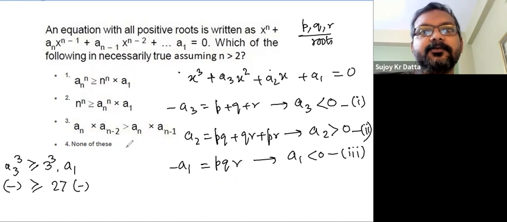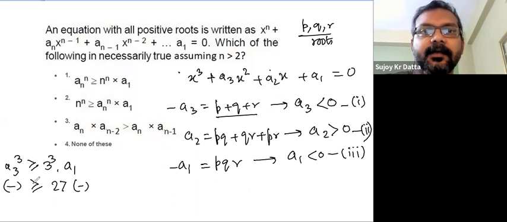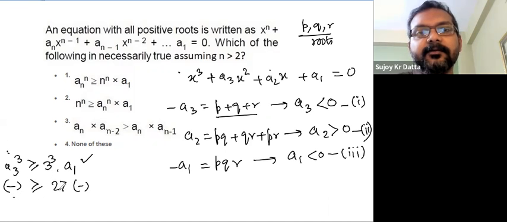Observe that a3 is basically the sum of the roots and a1 is just the product. So if one of the roots were 0, then the product of the roots would become 0, so a1 will become 0, but a3 will not become 0; it will remain negative. So we'll have a negative quantity greater than or equal to 0, which is false. So it might be true, it might be false, it depends on the actual values of the roots. So we can eliminate the first option because they're saying necessarily true. So 1 is not correct.